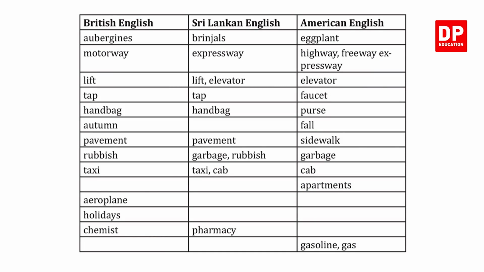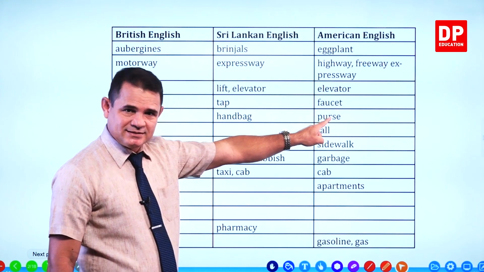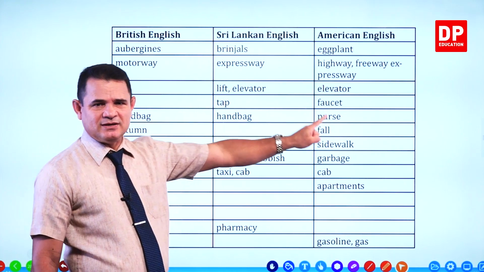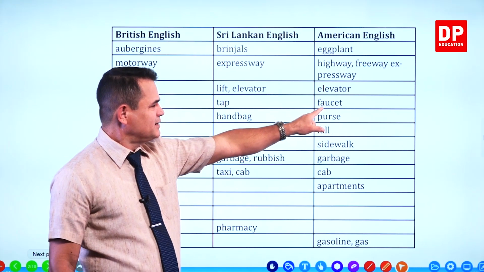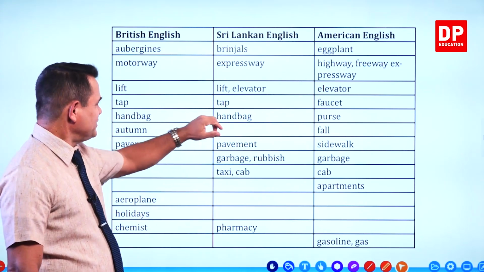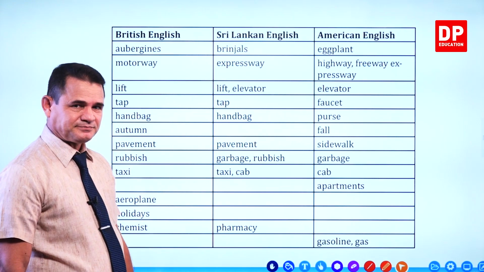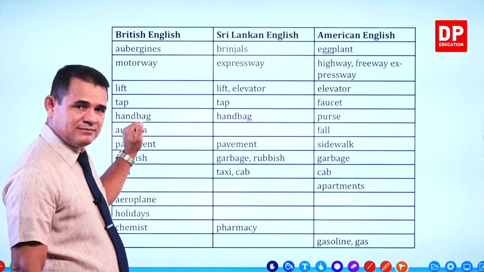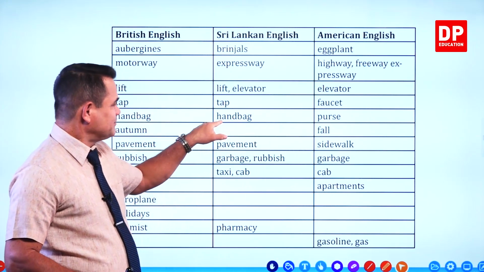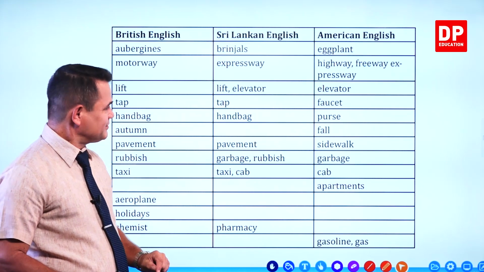Tap. That is British. Americans say faucet. But we say tap. We very hardly use the American word for this. අපි එතනදී use කරන්නේ British English. And handbag. For the same, ඒකටම Americans ලා කියන්නේ purse. But Sri Lankans, handbag, that is British English one.